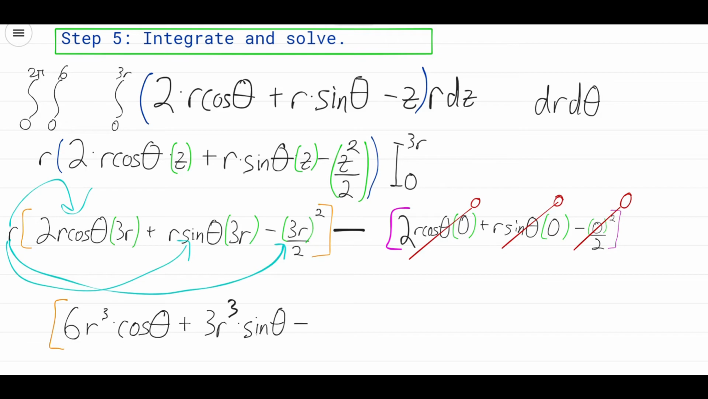We're only squaring the top. So that's why I put parentheses around the 3r. So it's 9r cubed, because we're distributing 9r squared multiplied by the r coming from the outside. It's 9r cubed over 2. Of course, minus 0, so this term goes to 0. So now let's integrate with respect to r.